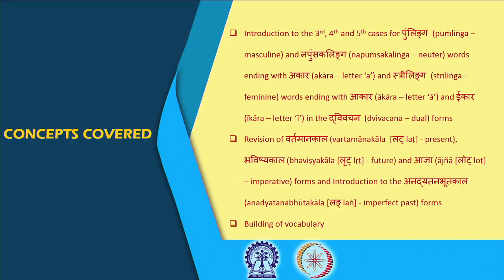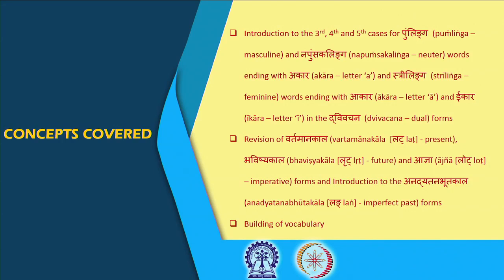So the introduction to the content of this particular lesson will be an introduction to the third, fourth and fifth cases for the pullinga or the masculine words, and the napunsakalinga or the neuter words ending with the akara or the letter a, the strilinga or the feminine words ending with the a, the letter a, or the ikara, the letter e, in the dvivachanam forms, in the dual forms. And then we will do a revision of the vartamana kala or the present tense.